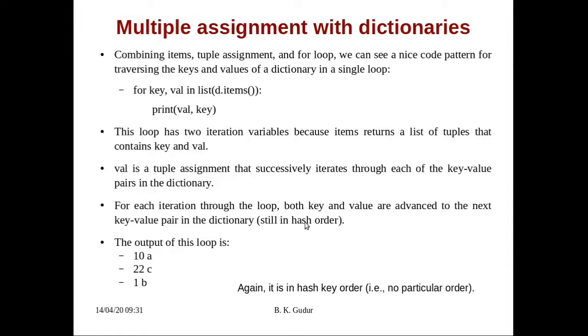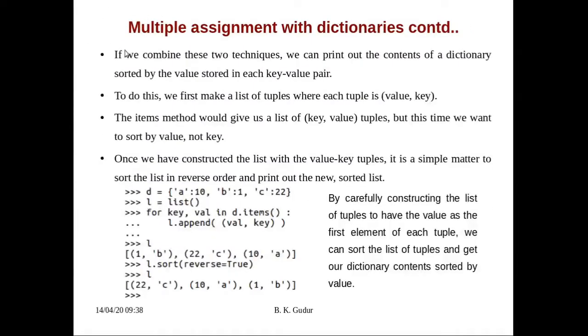Hash order means there is no particular order. So the output of the loop will be something like this, not in any order. Now if we combine these two techniques, a tuple and multiple assignment, we can print out the contents of a dictionary sorted by the value stored in each key.